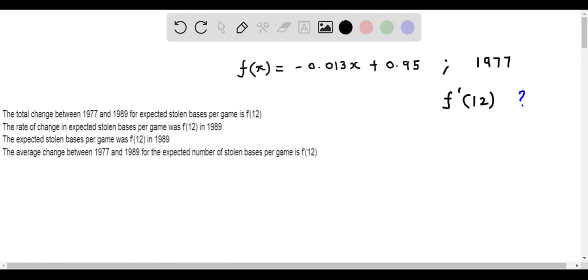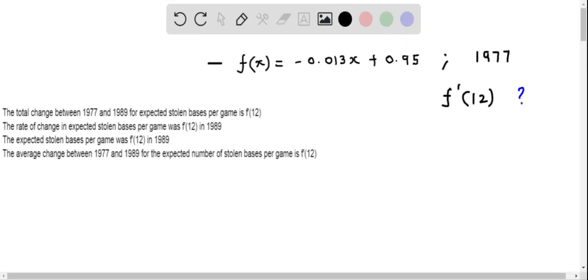In this question, we are given the function f of x, which represents the number of stolen bases per game in Major League Baseball, and x represents the number of years after 1977. And we have to determine this value f prime of 12, as well as interpret f prime of 12. So first, let's determine f prime of 12.